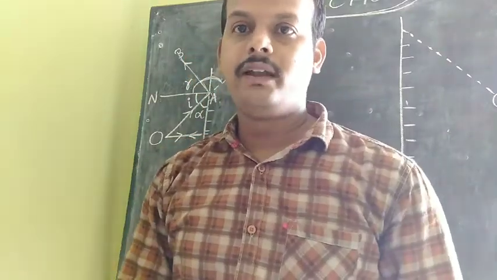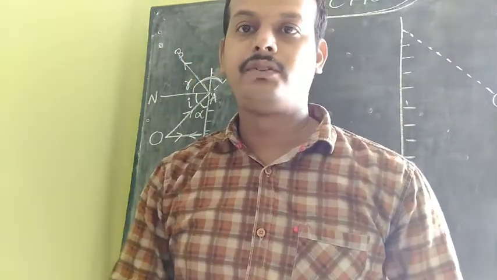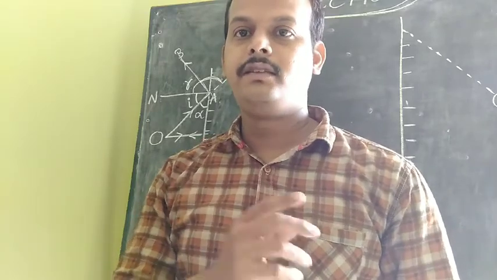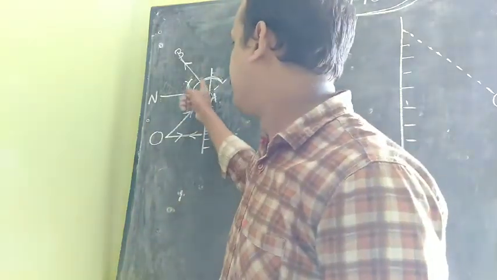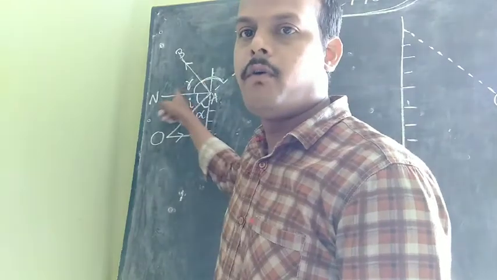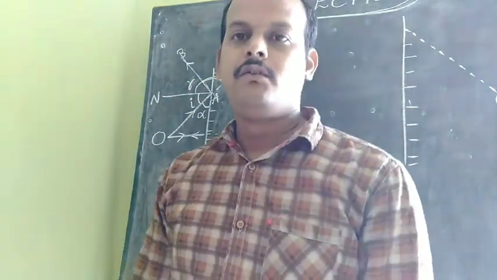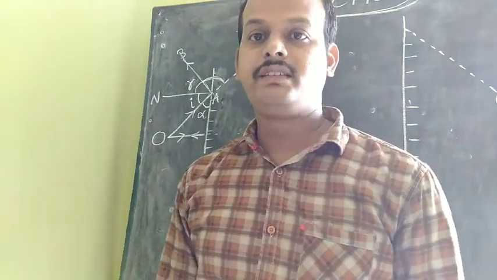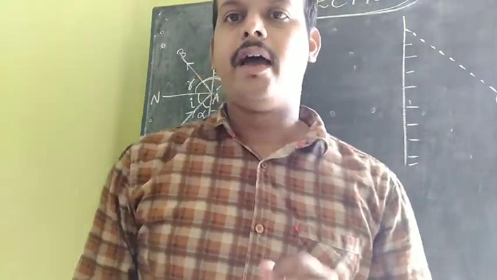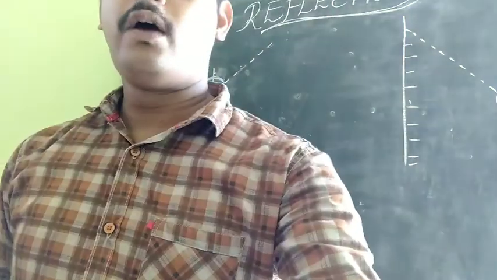Next, I explained the two laws of reflection. The first law of reflection explains that the incident ray, the reflected ray, and the normal at the point of incidence all lie on the same plane. That is the first law of reflection. Next, the second law of reflection: I told you that the angle of incidence is equal to the angle of reflection.